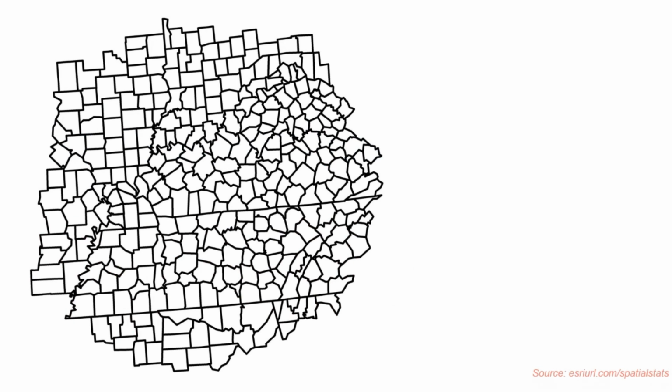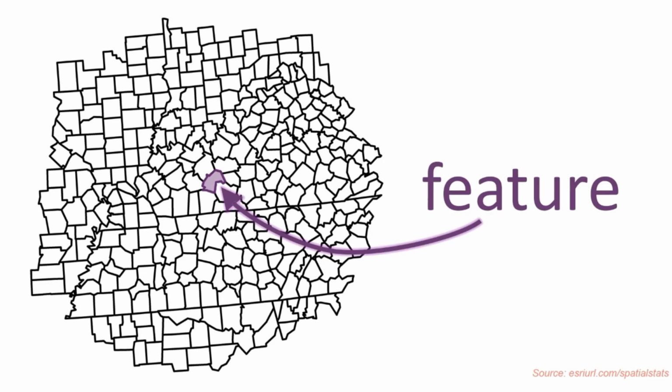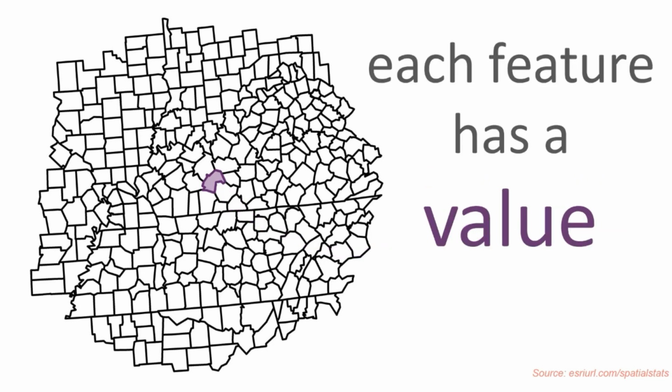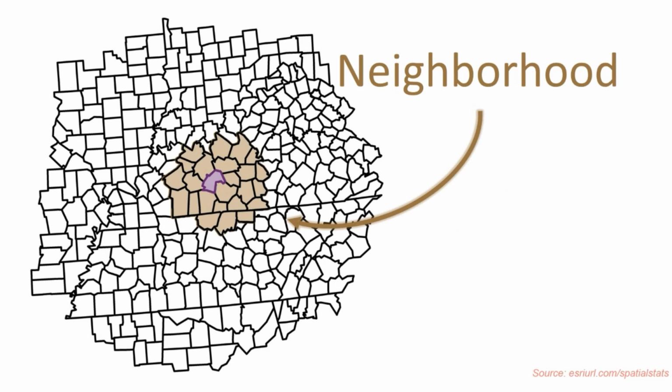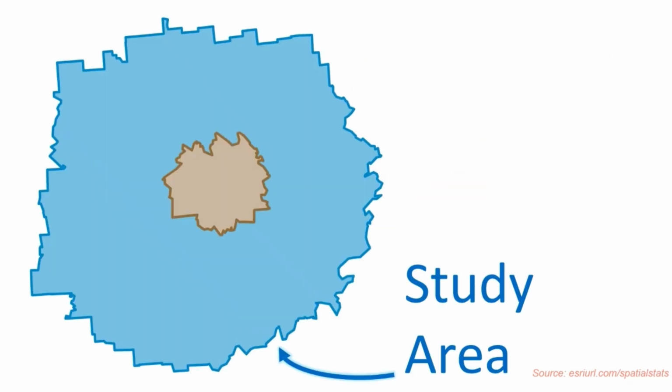So this is my study area. I have a lot of polygons. Each one is a feature and each feature has a value. This feature also has a neighborhood, meaning there are several adjacent polygons surrounding it. And this is my whole study area.